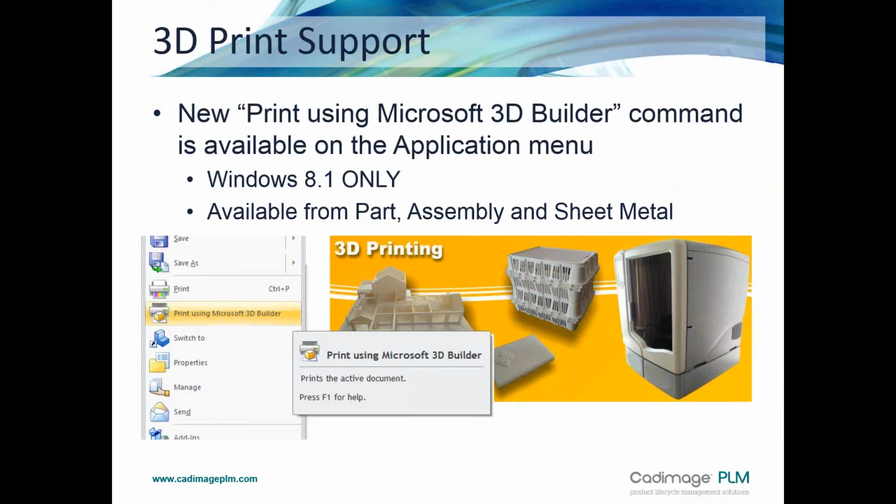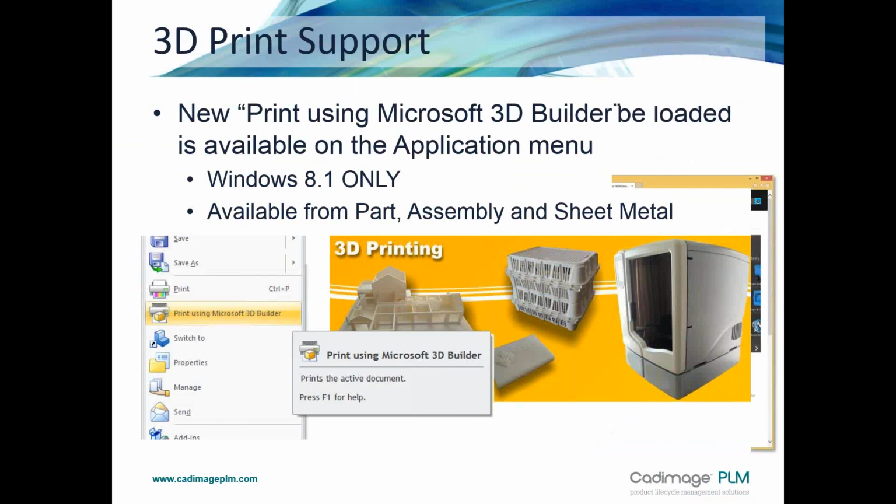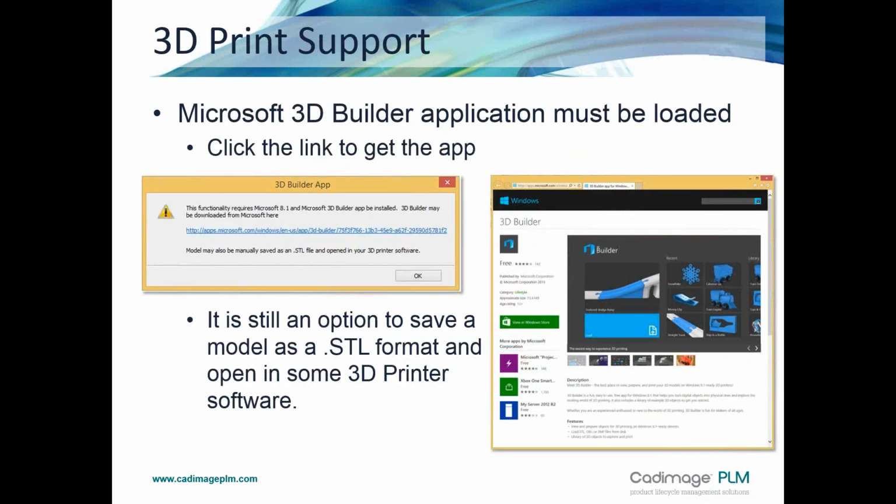So that will be an option that you can select if you're running Windows 8.1 from any of the 3D modeling environments. If you haven't got that application loaded, then if you click on that option to print, it'll give you a dialog box where you can select the link and go ahead and download that and install it. You can also still just use STL if that's what you're used to and you've been using in the past, and the device that you're using doesn't require or need the Microsoft application.